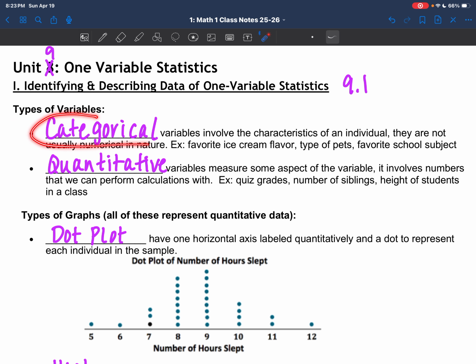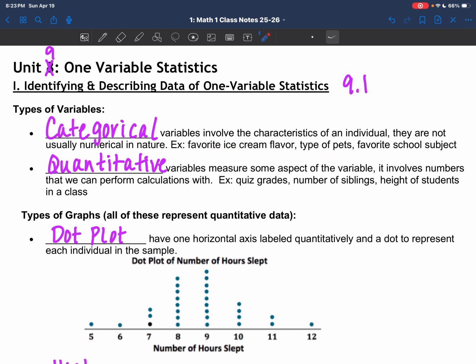So you have categorical, or category, think of it that way. Those are variables that involve characteristics of an individual. They are not numerical in nature usually. So an example would be favorite ice cream, types of pets, favorite school subject, math obviously.